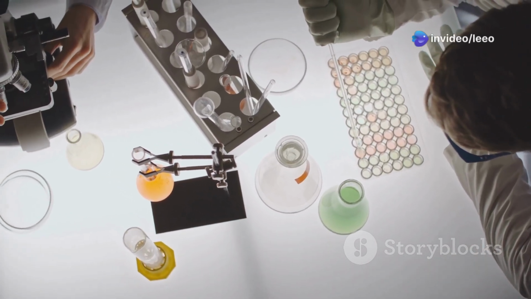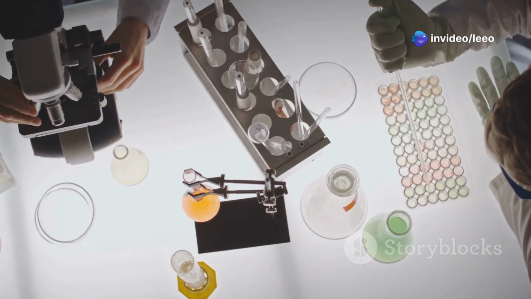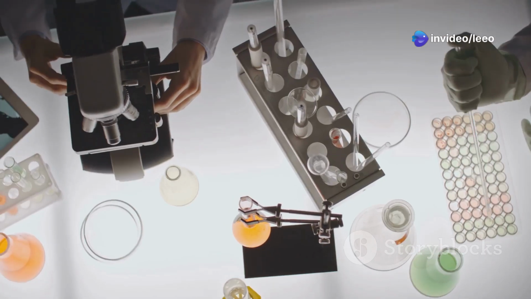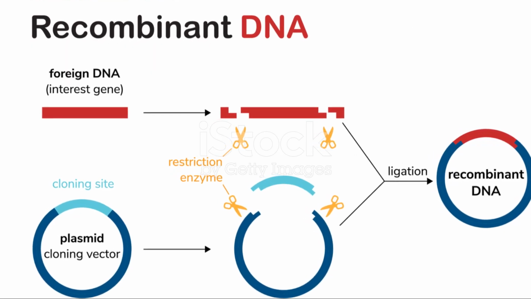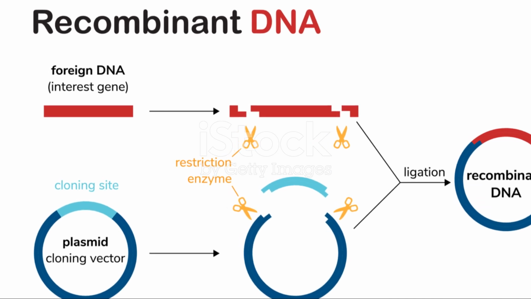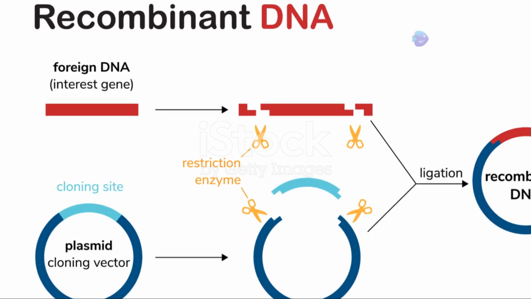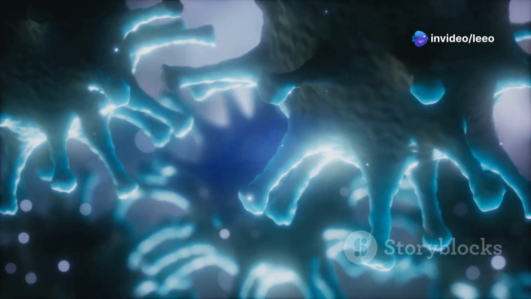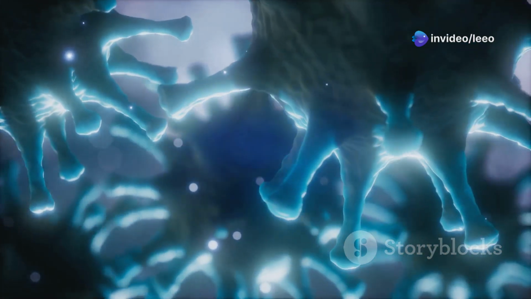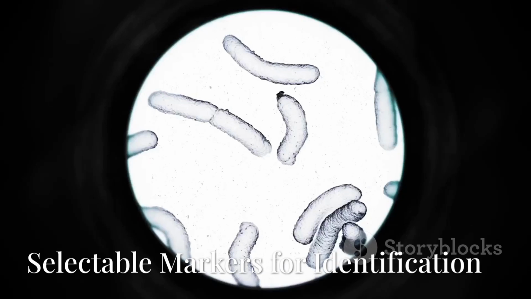Sometimes the goal of recombinant DNA technology is to produce large quantities of a specific protein encoded by the desired gene. Scientists use special vectors called expression vectors, which contain regulatory sequences that promote the transcription and translation of the inserted gene. These vectors ensure that the desired protein is produced efficiently in the host cell.